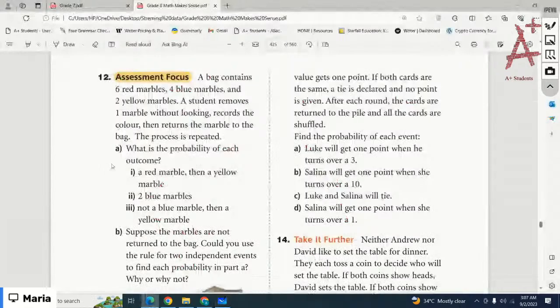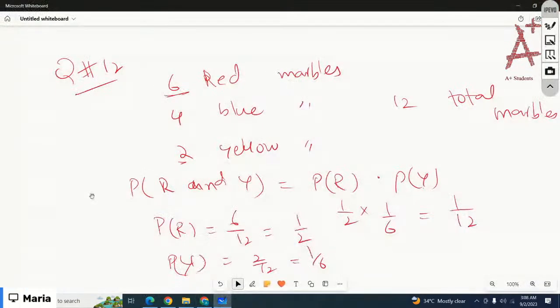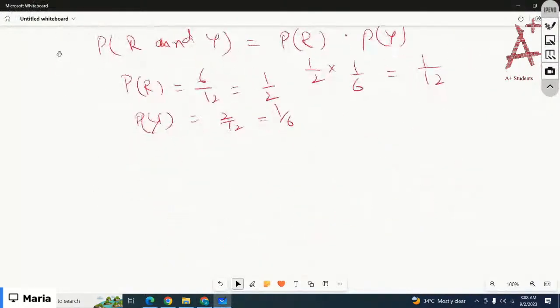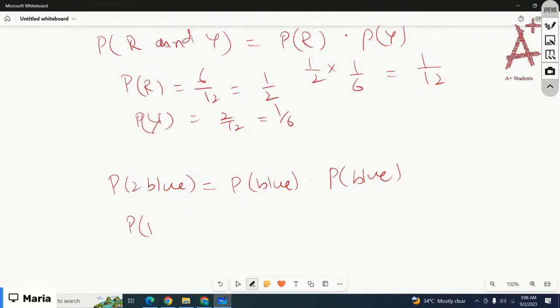Okay, for the B part, 2 blue marbles. He selected 2 marbles and they both are blue. So the probability of 2 blue means probability of blue and probability of blue. You have 4 blue marbles, so the probability of blue is 4 over 12, that would be 1 over 3, right? So it would be 1 by 3 times 1 by 3, that means 1 over 9.